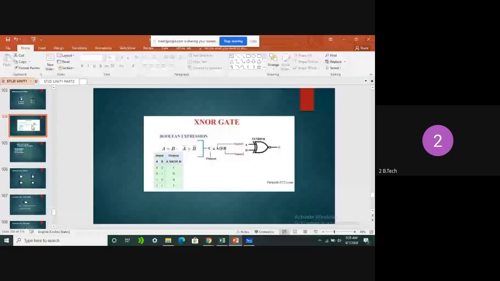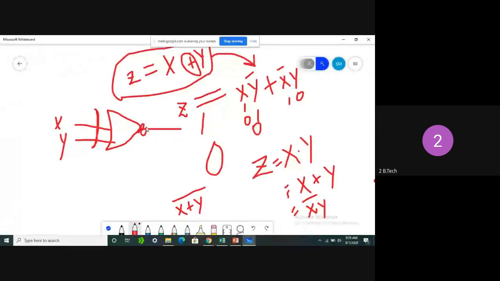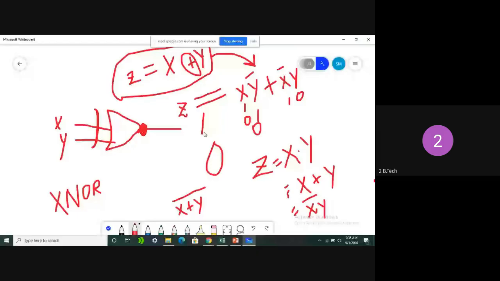See here, clearly we can represent it. If you add a bubble here, it will become XNOR. This gate is called XNOR. The XNOR gate is also called a similarity gate. When both inputs are 1, then the output is going to be 1. If both inputs are 0, then also the output is going to be 1. If the inputs are 0 and 1 or 1 and 0, then obviously the output is equal to 0. So it is entirely the opposite of the operation we have seen in the exclusive OR gate.